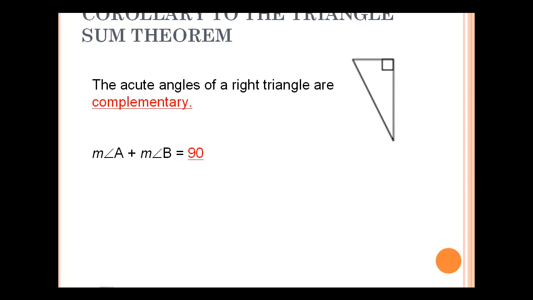Okay, so the corollary to the triangle sum theorem says the acute angles of a right triangle are complementary. This makes sense. If we know this angle is 90 degrees and all three of the angles have to add up to 180, then we know these two, if you add them, have to equal 90 degrees as well. So the measure of angle A plus the measure of angle B equals 90 degrees.